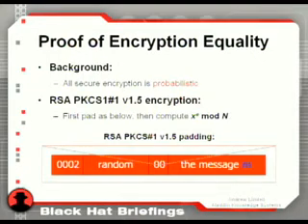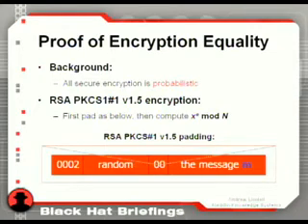So we're going to give a proof of encryption equality, which is very, very simple. And as background, I just want to remind everyone that encryption is actually a probabilistic procedure. Okay? RSA is not secure if you just take the message and raise it to the power of E mod n. It's not secure in that way. You have to add random padding.